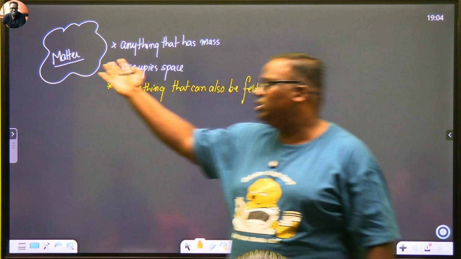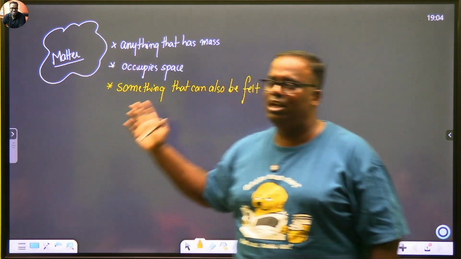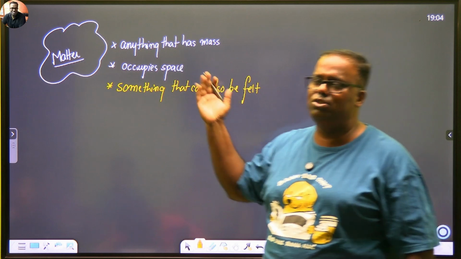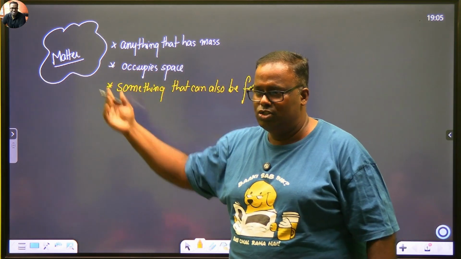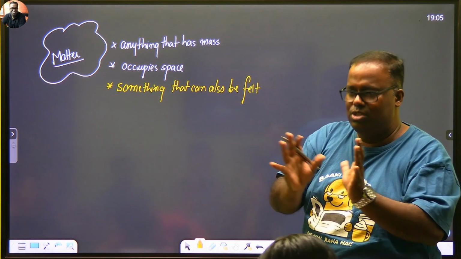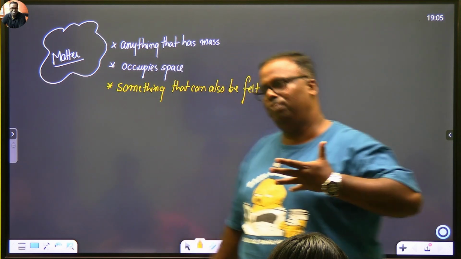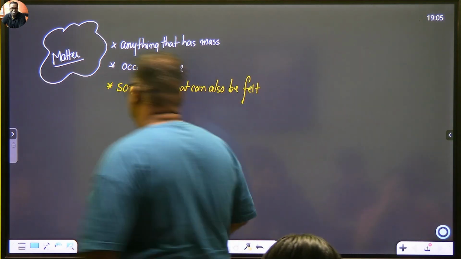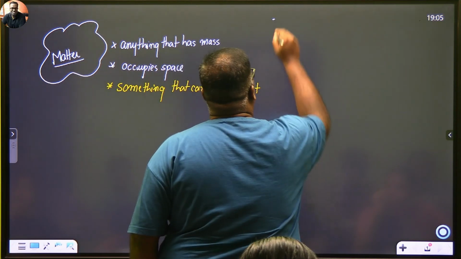Let's say you take a black forest cake. Does it have mass? Yes. Does it occupy space? Yes. Can you feel it? Obviously, on a birthday, when I smash it on your face, you can feel it. But when it comes to air, you don't see it. So if I include this word of feeling, then I think the definition becomes very wholesome. Matter is something that occupies space, that has mass, and that can be felt. Is that clear?